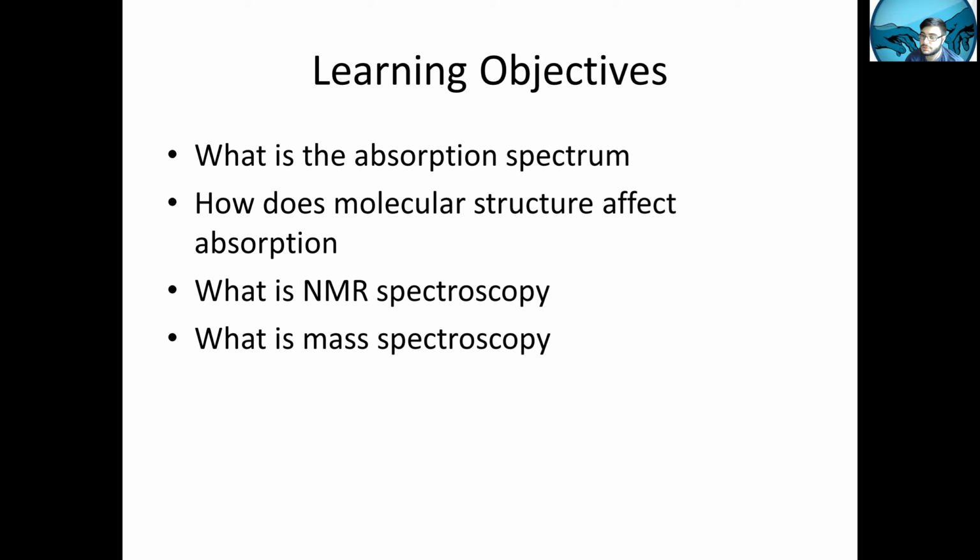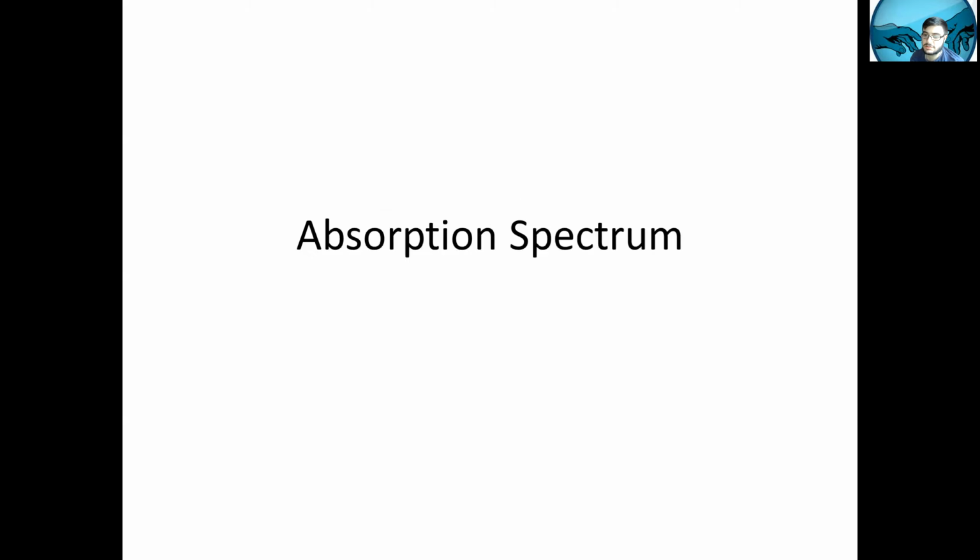Okay, so learning objective. What is the absorption spectrum? How does molecular structure affect absorption? Like I said, we're going to be talking a lot about things like IR spectroscopy, which does use absorption as its main principle. Then we're also going to be talking about NMR and mass spectroscopy. Okay, on to the content.